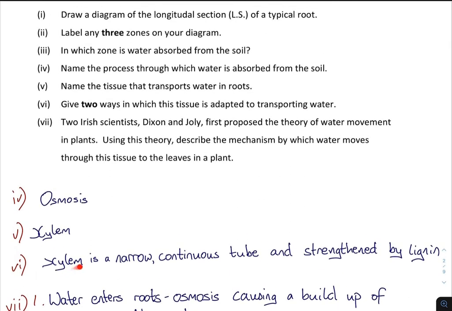Xylem is a narrow, continuous tube and strengthened by lignin. And that's going to be important because the taller the plant, the more pressure, the more tension involved in this water transport, so therefore it needs to be strengthened with lignin. So xylem is a narrow, continuous tube strengthened by lignin. That's actually 3 points. 2 Irish scientists, Dixon and Joly, first proposed a theory of water movement in plants.